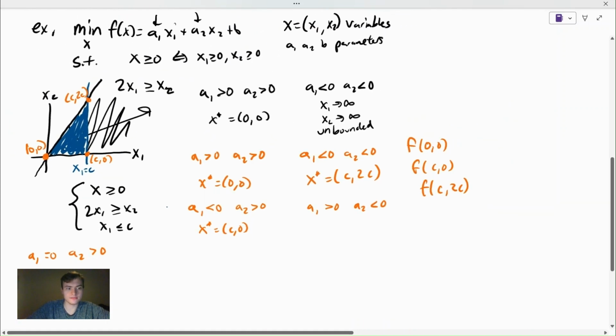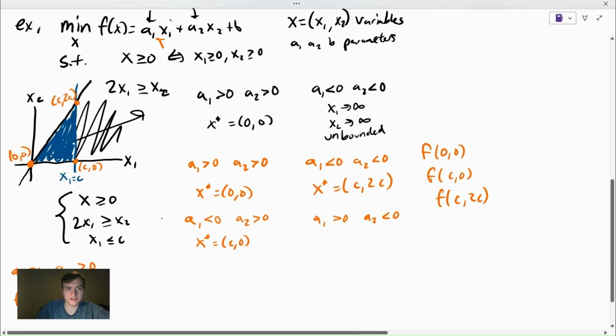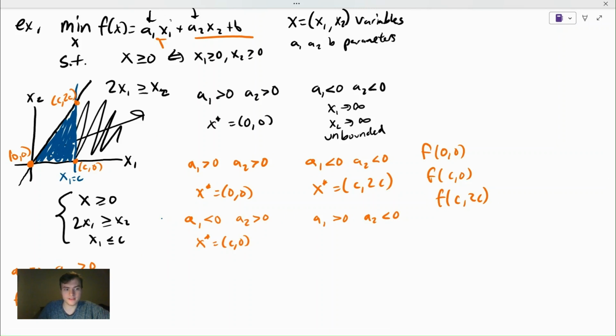Here, the x1 coefficient in the objective is 0, right? So our objective function is just going to be a2 times x2 plus b. And this is positive, so we want to make x2 as small as possible. So f of 0, 0 and f of c0 both have x2 as 0, so their function value is just going to be b, right? And that's going to be the optimal objective value, right?